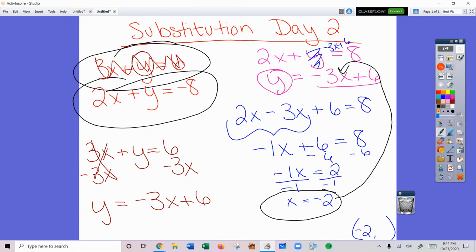Okay, so now we're going to say y equals negative 3 times negative 2 plus 6. So let's see, negative 3 times negative 2 plus 6. So we will get y equals 12. Okay, so negative 2 comma 12 is our solution, or x equals negative 2, and y equals positive 12. So let's take a look here at another example.